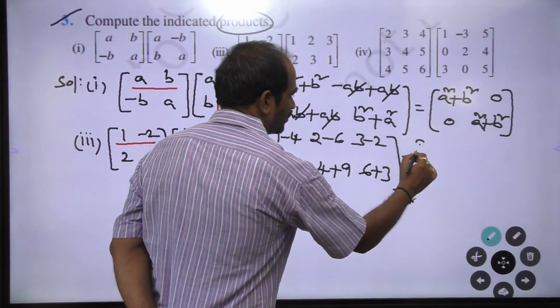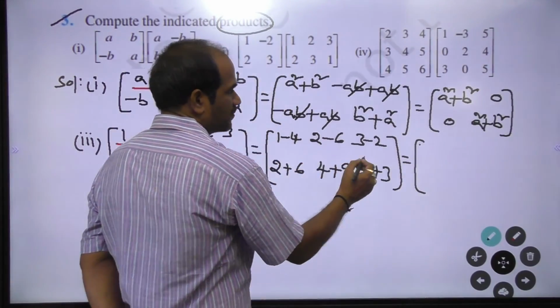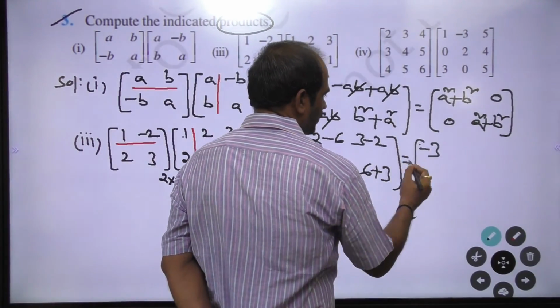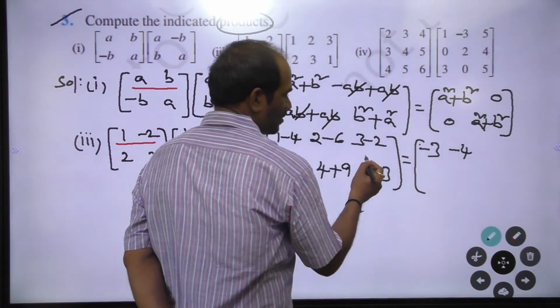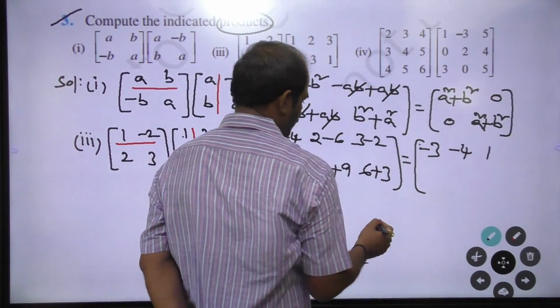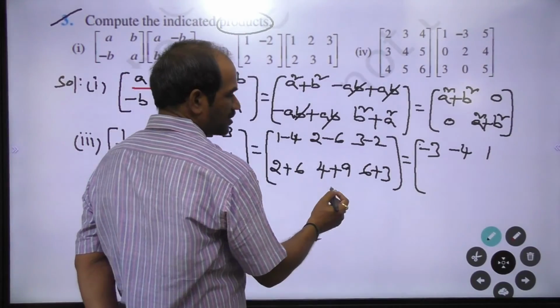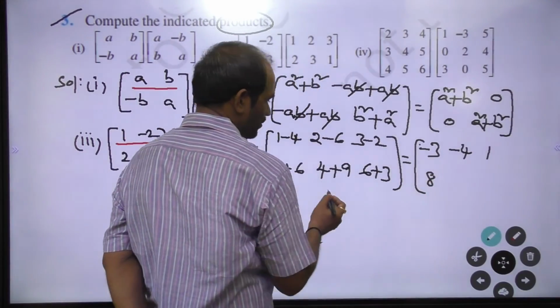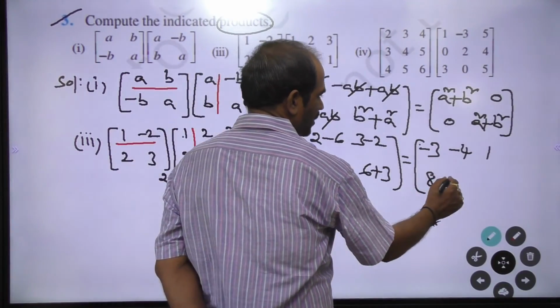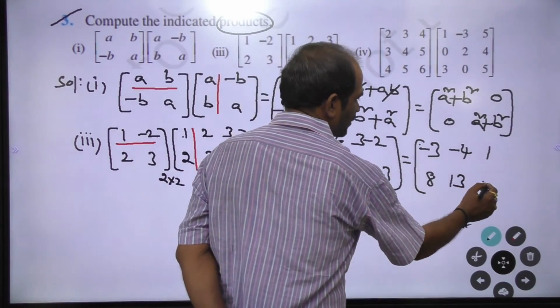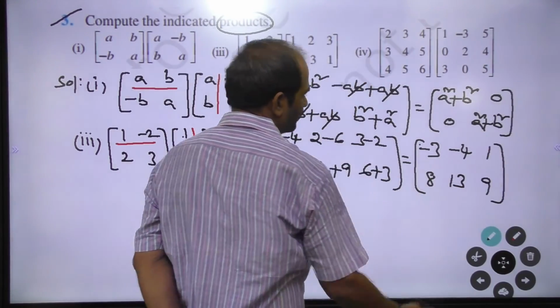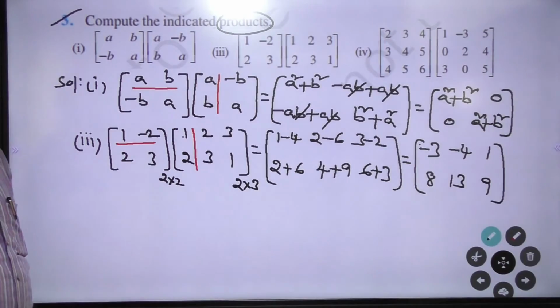Next, that is equal to: 1 minus 4 is minus 3. Next, 2 minus 6 is minus 4. 3 minus 2 is 1. Next, second row: 2 plus 6 is 8, 4 plus 9 is 13. Next, 6 plus 3 is 9. This is the second one.